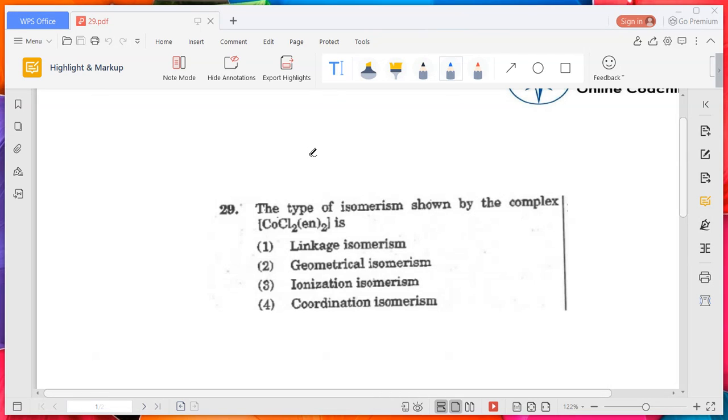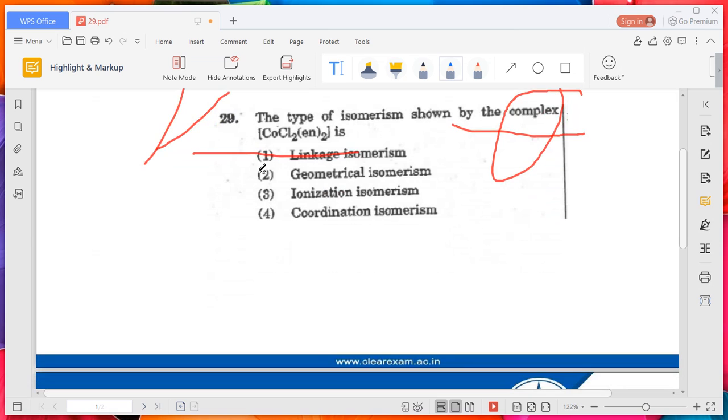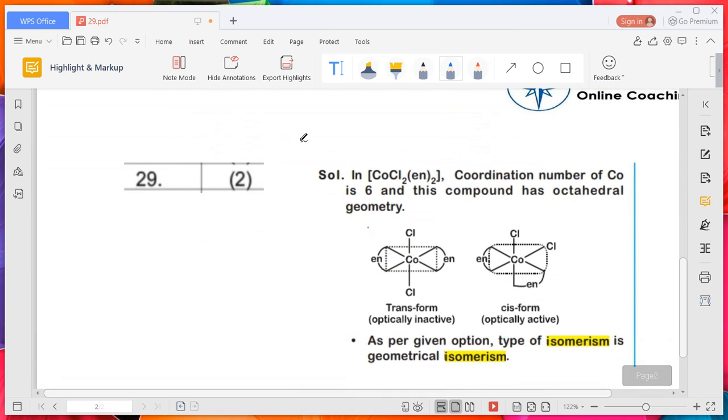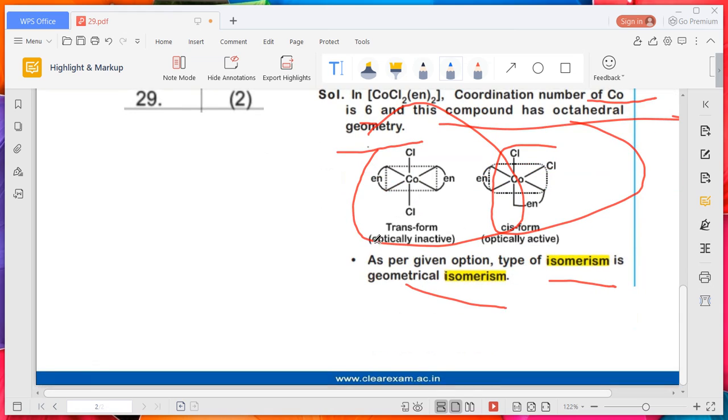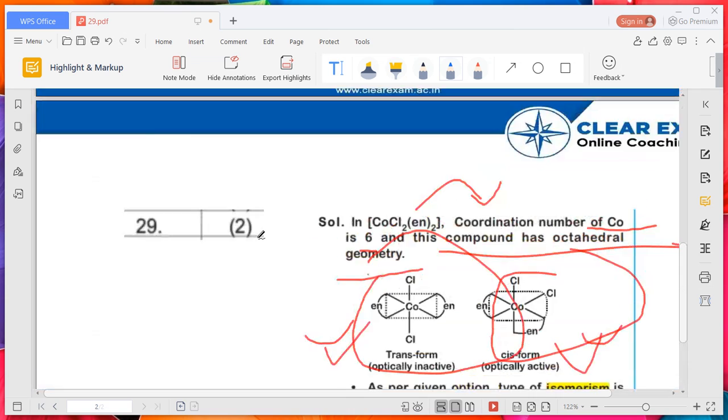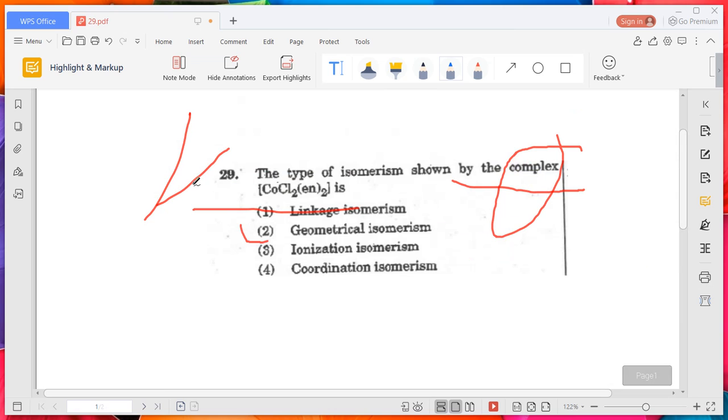This question asks for the type of isomerism shown by the complex. This is also a previous year question, and it's always asked in exams. Here the coordination number is 6, and this compound is octahedral, as you can see from this. Therefore, the type of isomerism is geometrical isomerism, because they form trans and cis forms. So the answer is very simple.